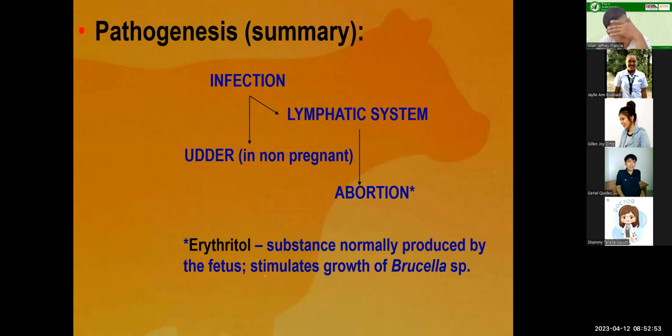Ayun, ito na. Sorry for the substance, ito na yon. This is the erythritol. This is the substance that is needed by Brucella to survive. Kaya gustong-gusto nila doon sa uterus. Okay? Please remember this erythritol. Sometimes, classical question yan sa mga board exams. Alright?